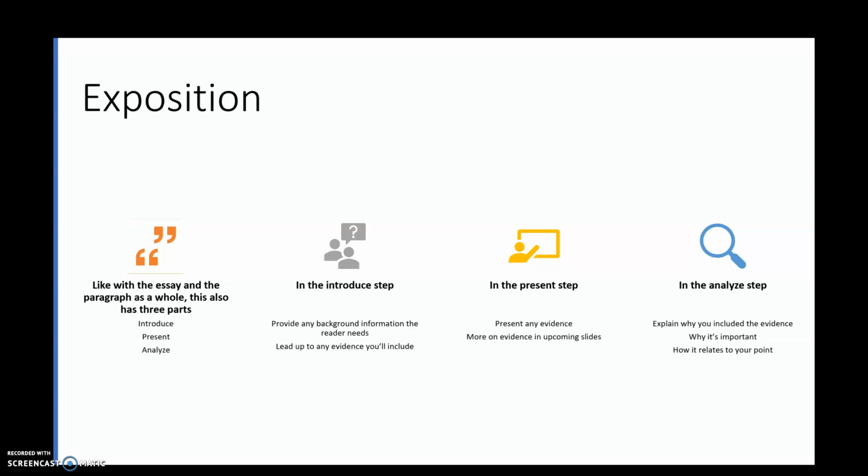In the introduce step, you're going to provide any background information that the reader needs, and you'll lead up to any evidence you'll include. And we're going to talk more about what evidence is in a second. In the present step, you actually just present that evidence. And then in the analyze step, you explain why you included the evidence, why it's important, how it relates back to your point. Just asking yourself, why did I include this, is a good way to get that analyze step.